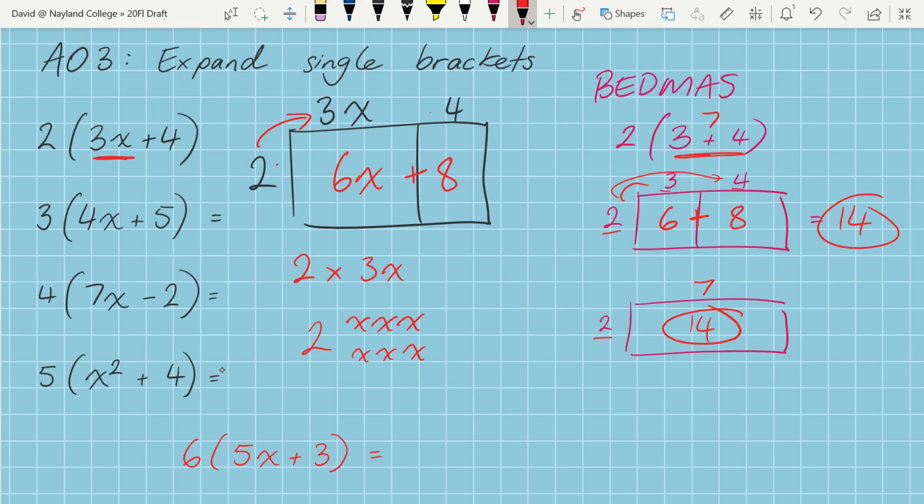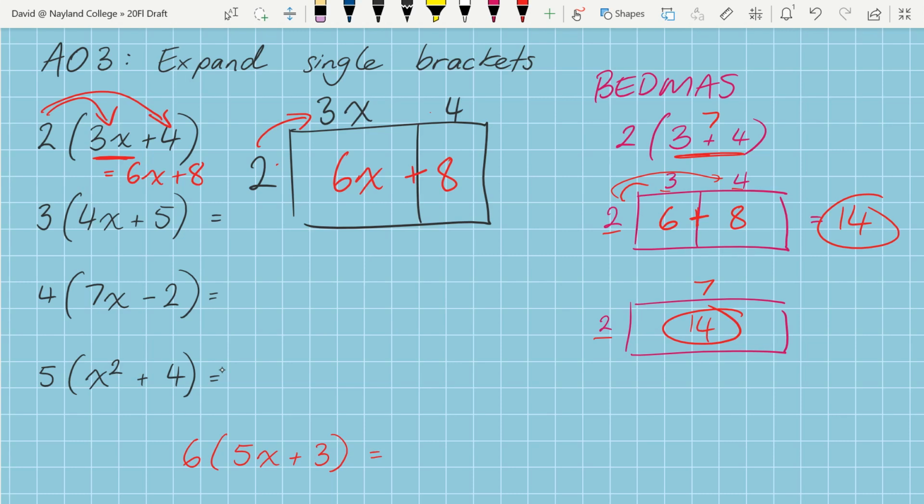If we want to simplify it, if we want to do it just quickly, mathematically, algebraically, what you're essentially doing is you're going 2 times 3x, 2 times 4. You're going to end up with that same answer. It's going to be 6x plus 8. So that's the skill we're looking at today. It's expanding single brackets. When we are expanding, we're taking it out of the brackets. The opposite of expanding is factorizing, a skill that we'll look at in our next video, AO4.